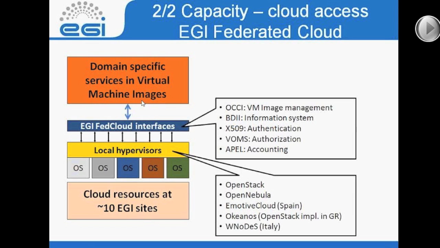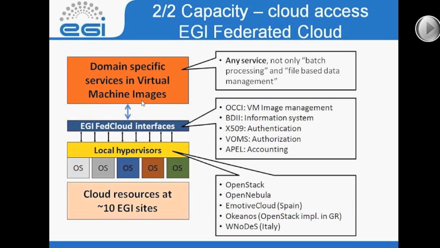The difference here, compared to the grid, is that these services can sit inside virtual machine images, which means that instead of pre-deploying, for example, large middleware services on the sites, a community can create virtual machine images and roll out virtual machine images onto sites as they wish on demand. And the benefit of this is that not only batch processing and file-based data management becomes available. This was the case in the grid. But now with this federated cloud mechanism, basically any kind of service could be encapsulated into a virtual machine image, and then rolled out by the community onto the sites. So we are not restricted anymore by what the sites provide. We, as a new community, can choose what we want to access and what we want to use the distributed computing infrastructure for.